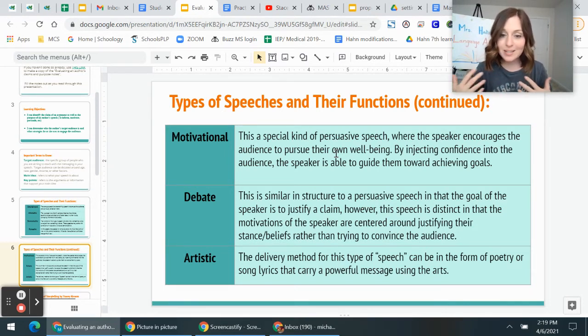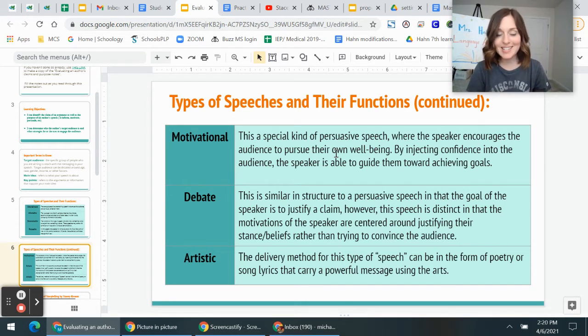A debate. Now, this is similar to a persuasive speech in structure. The goal is to justify a claim or make an argument. However, this speech is distinct in the fact that the motivation of the speaker is centered around justifying their belief to another person rather than the whole audience. So, like in a presidential debate, I am wanting the audience to hear my debate, but I'm really trying to disprove this other person I'm debating right now, right?